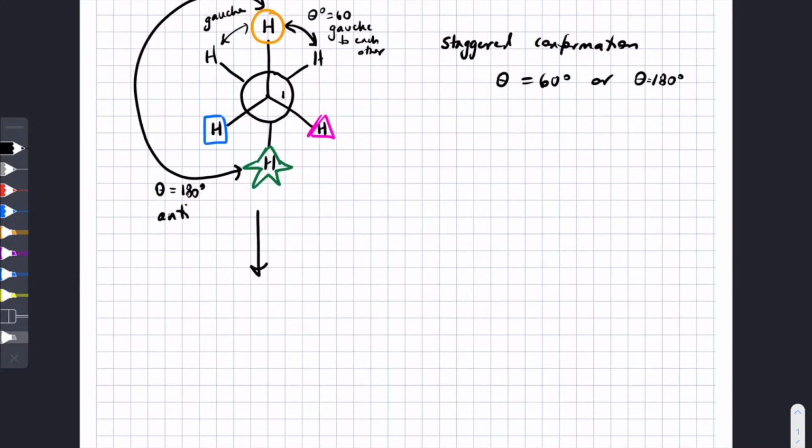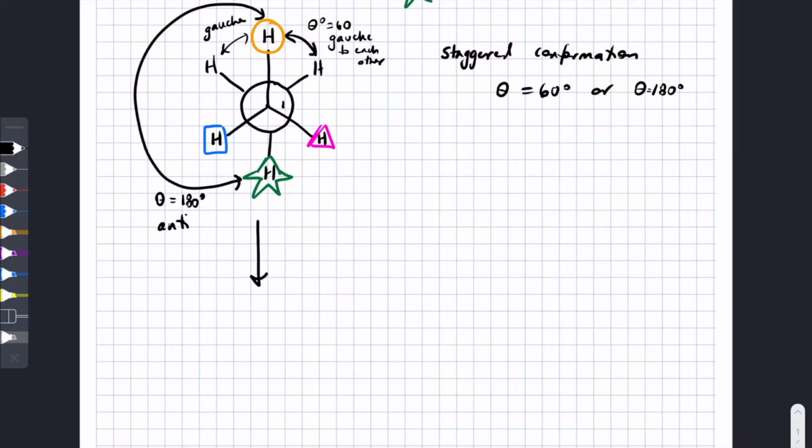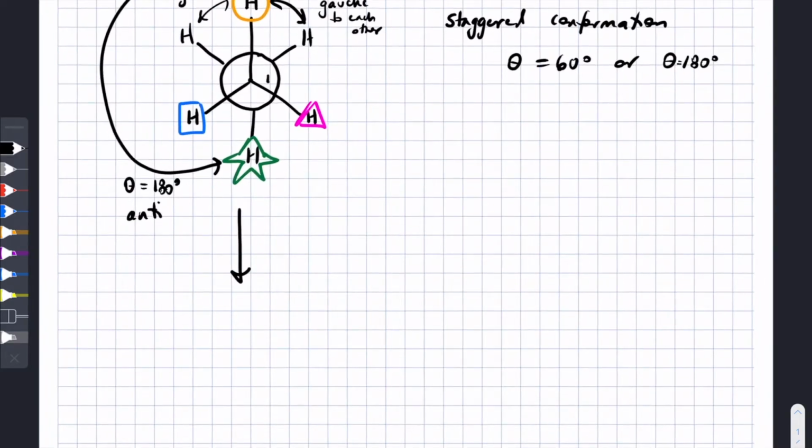Somebody asked about torsional strain and why staggered is more stable. Yes, we're going to get there. We're not quite there yet, but we'll get there before the end today.